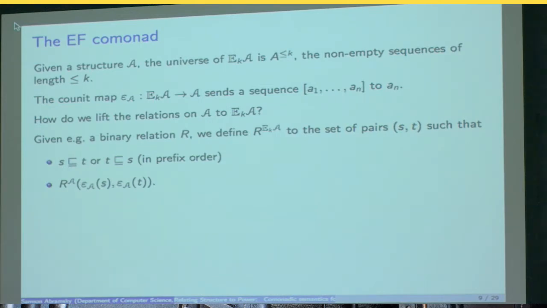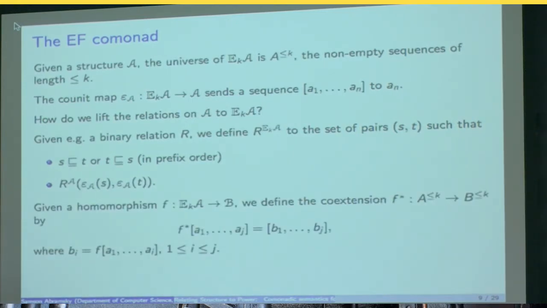firstly, they have to be along the same play, so one has to be a prefix of the other, and secondly, the last elements have to be in the original relation on the structure A that we started off with. And if you think about it, this is limiting the instances of the relation that we can have in this E sub k of A, so we just get a certain limited amount of access to the structure, and this is what will build in the model-theoretic deception.